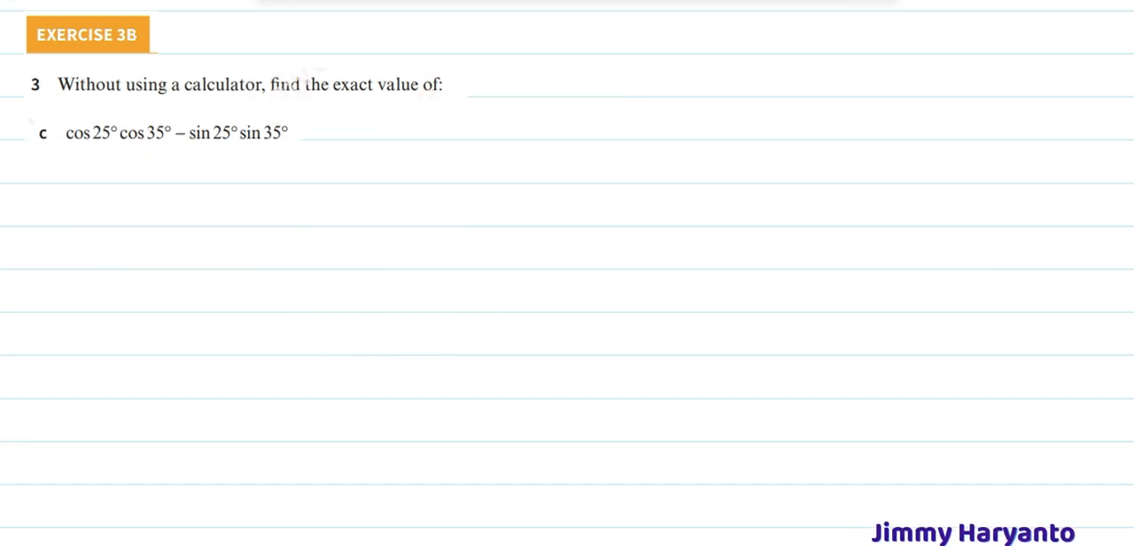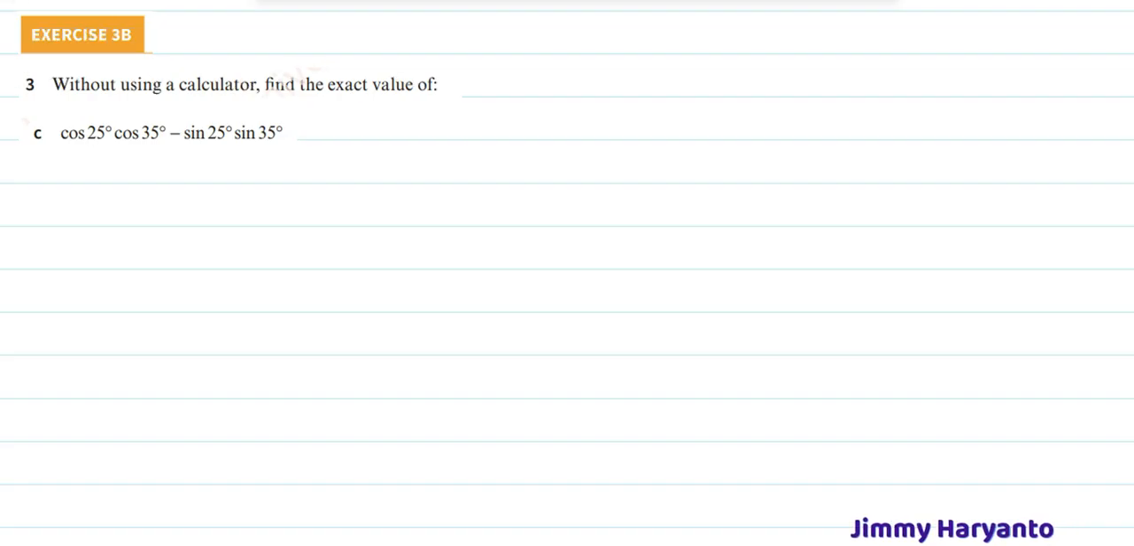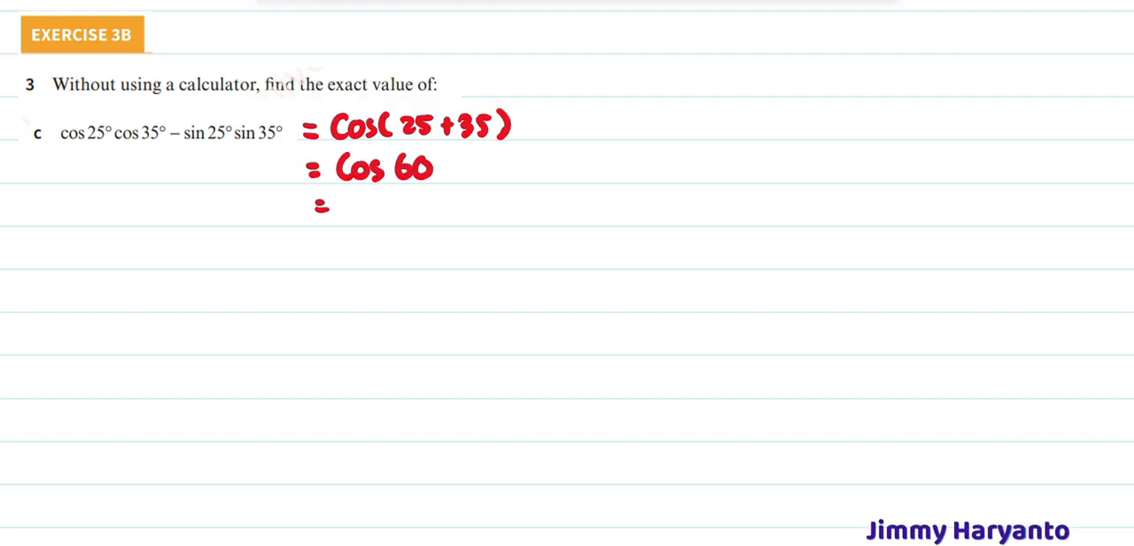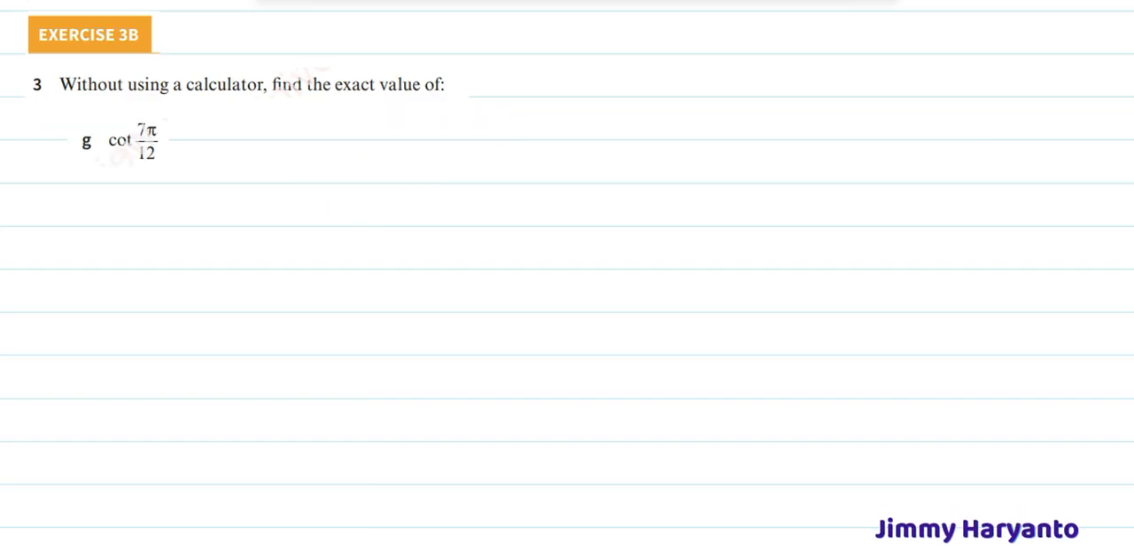And then next is 3c. For 3c, we'll use the formula. Oh, this one is the same as before, right? So the answer is cos (A plus B). A plus B means 25 plus 35, which equals cos 60, which equals a half. That's it.